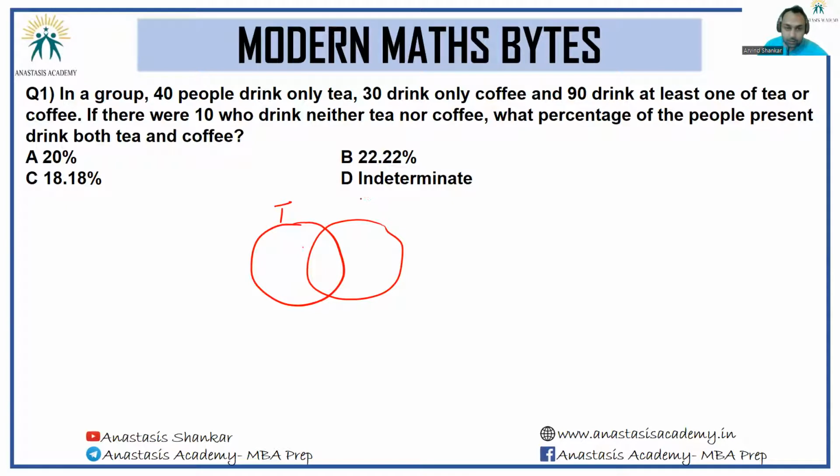One group for tea, one group for coffee. 40 drink only tea, 30 drink only coffee. If 90 drink at least one of the two, 70 people are accounted for. The remaining 20 are here. And there were 10 people who drink neither tea nor coffee. So there are a total of 100 people. What percentage of people present drink both tea and coffee? The answer will be 20 by 100, or 20%.